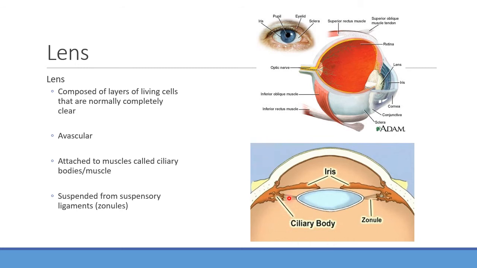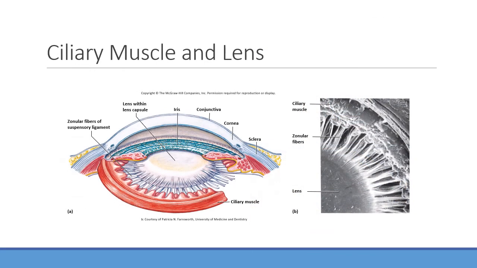Big things to note with this is it's going to be attached to the ciliary body, and these muscles located here help us either relax or tighten up the lens to change our focal point in relation to whatever we're looking at. The ciliary body is also going to be producing the aqueous humor, and then you'll have these ligaments, these zonules, attached directly to the lens.